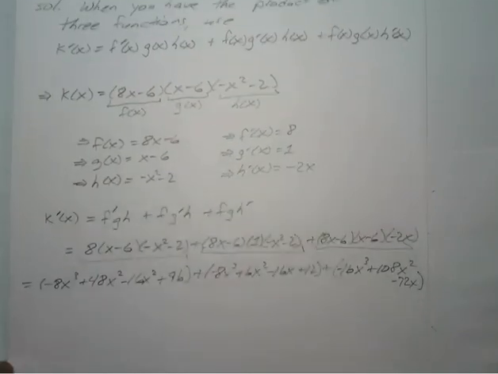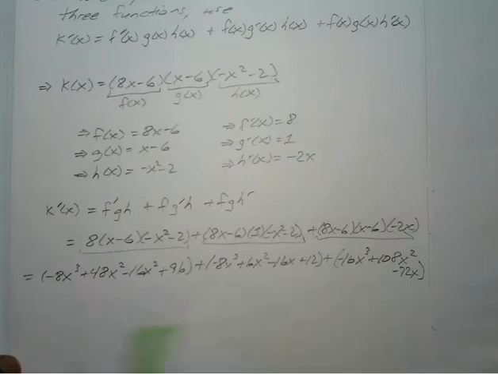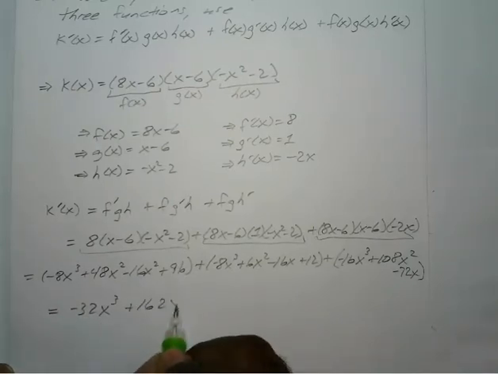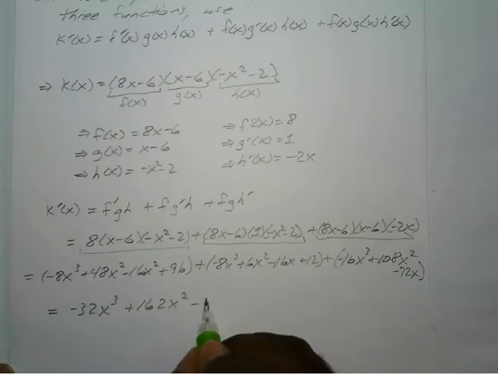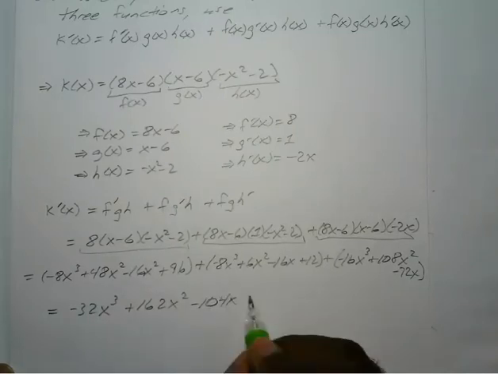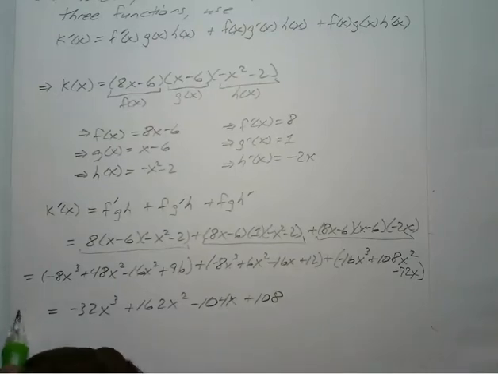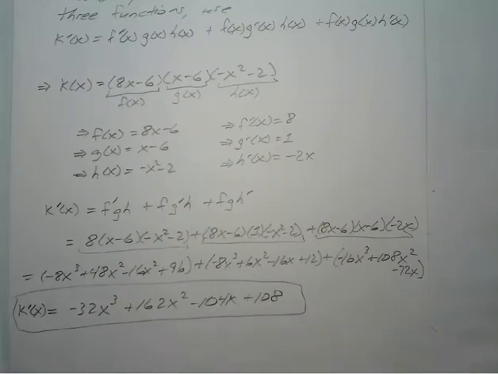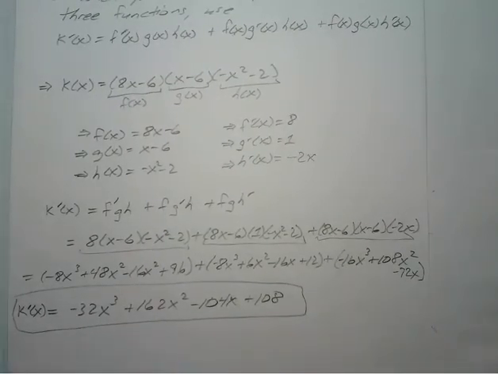Okay, so once we go ahead and combine like terms and cancel out and all that good stuff, we will end up with negative 32x to the third plus 162x squared minus 104x plus 108. Okay, and that's our derivative when you have three functions being multiplied.